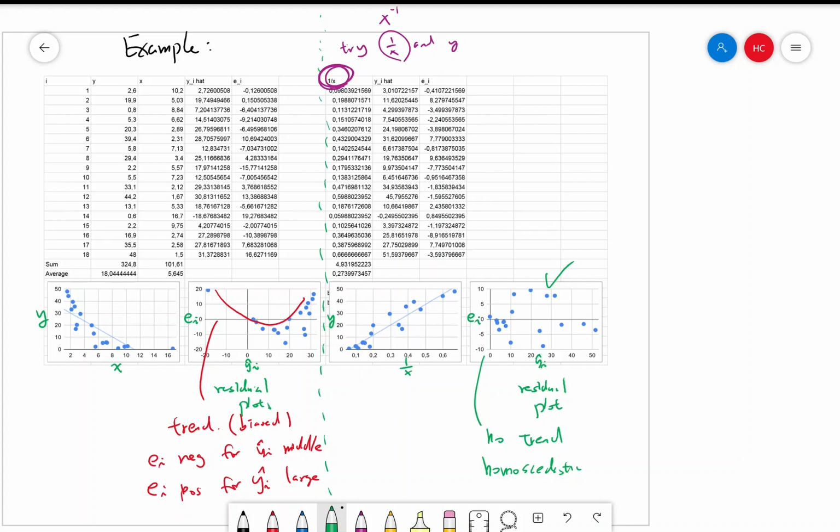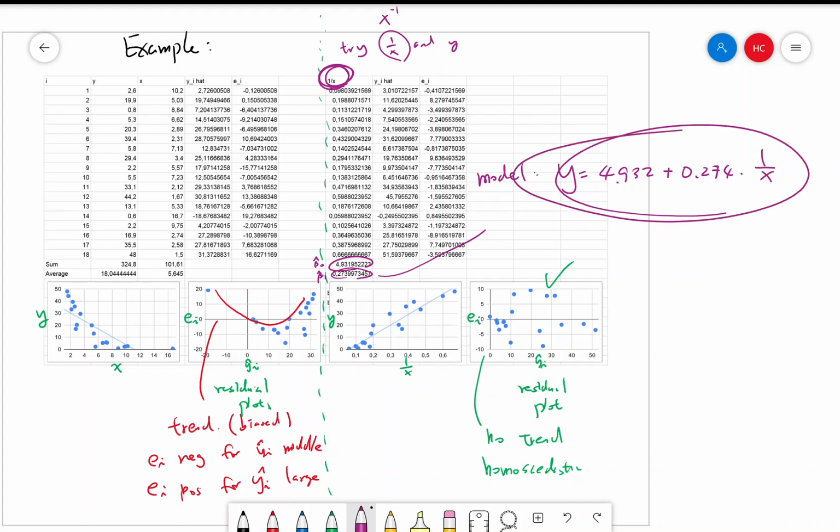So this is our value of beta 1 hat, and this is our value of beta 0 hat. The model we're going to get is y is equal to beta 0 hat, which is 4.932, plus beta 1 hat, which is 0.274, times, notice it's not x, it's 1 over x. So this is a better model for the data points. It's not a linear model, but it fits pretty well.